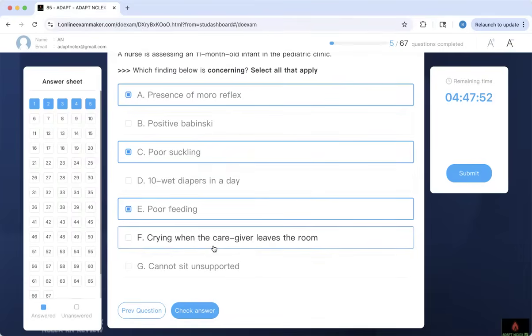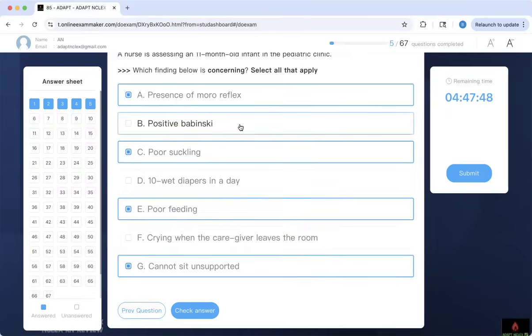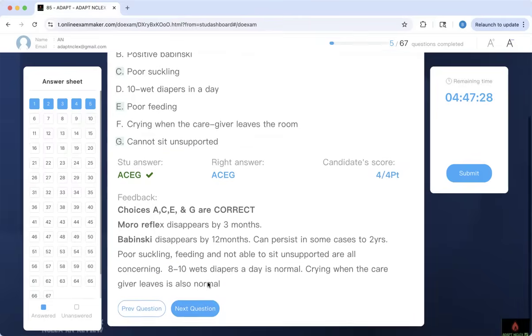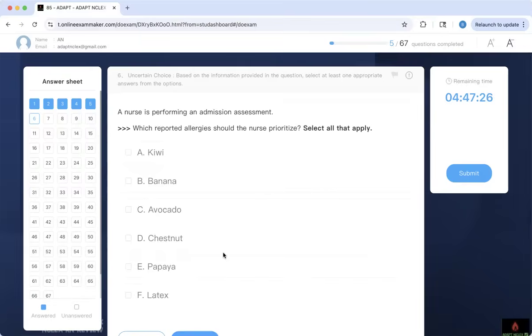Cannot sit unsupported. I don't like it. An 11-month-old, you should be able to achieve that. This is pediatric. I have a playlist for pediatric. I have a bunch of videos. If you go Ped Nursing, NCLEX practice question, you get a bunch of adapted NCLEX videos, or just check my YouTube site and you get a bunch of videos. Master this pediatric newborn stuff, and you'll be golden. So those are the things we should worry about.